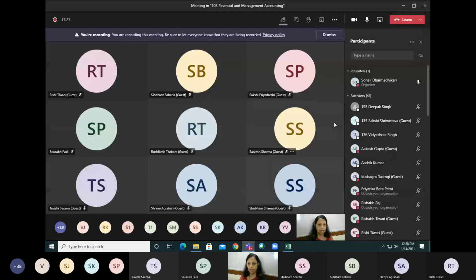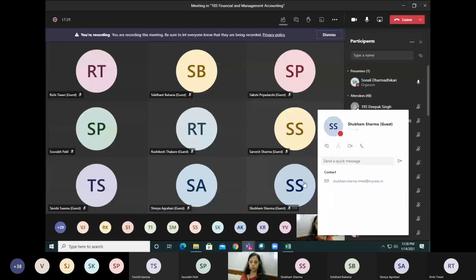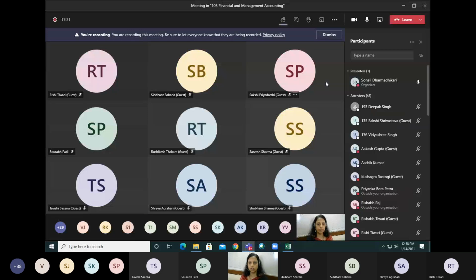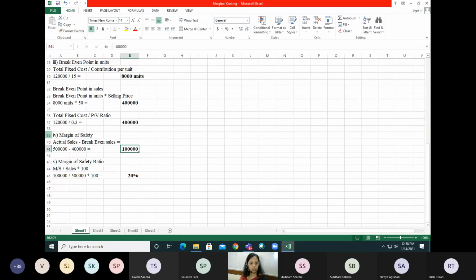And one more thing they have asked, margin of safety ratio. So what is the ratio of margin of safety? Margin of safety divided by sales into 100. Have you followed? Margin of safety 1 lakh, sales 5 lakh. So 20% is the margin of safety ratio.